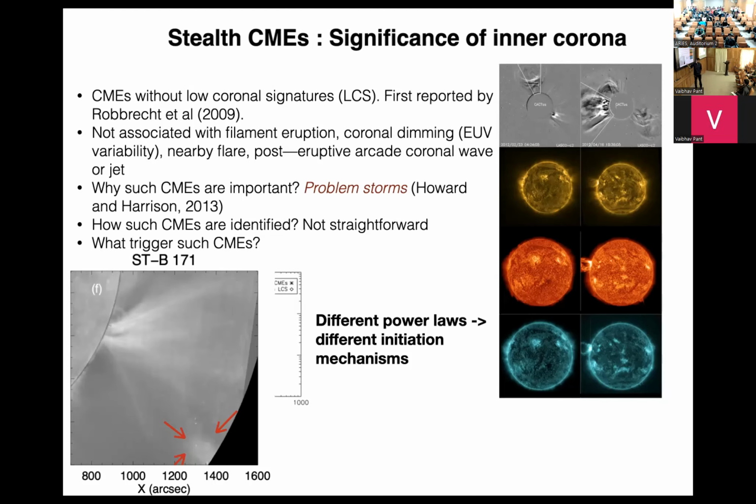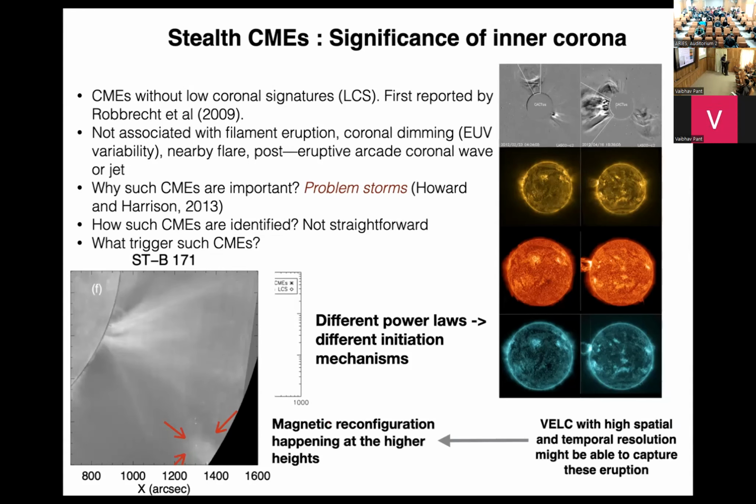But the problem is that they couldn't study it. Why? Because it was towards the edge of the field of view, and after a few frames, they couldn't see anything. So imagine if you have this all the way up to here, then you would be able to properly study these phenomena. So these are known as stealth CMEs. The question is whether magnetic reconnection is happening at these higher heights. It was not expected, but it seems it is. The question is how to model it, and what is the model for that? We still do not know. So these are the questions that you can answer with VELC.